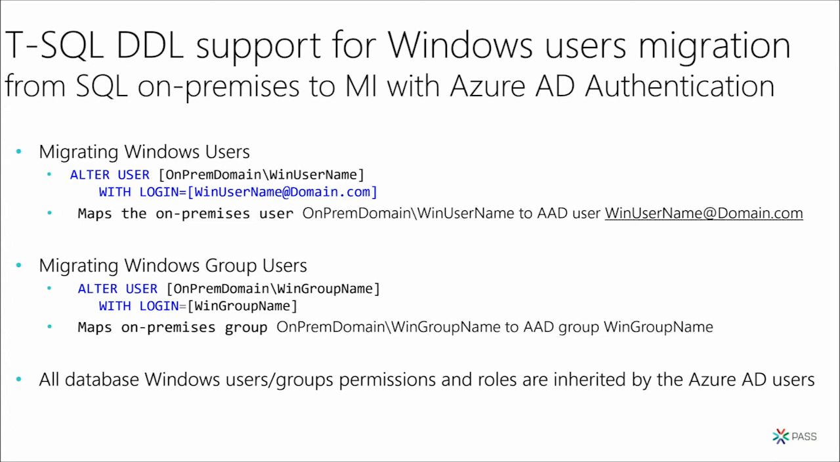You can give the on-prem user, in this case the on-prem domain, Windows username, which is typically a Windows notation. And then we map this login to the AAD login, which is Windows user at domain.com. That's the difference in the mapping. And the same you can do for groups. Obviously, the assumption is that these groups and users exist on both sides, in AD and in AAD. Go ahead.